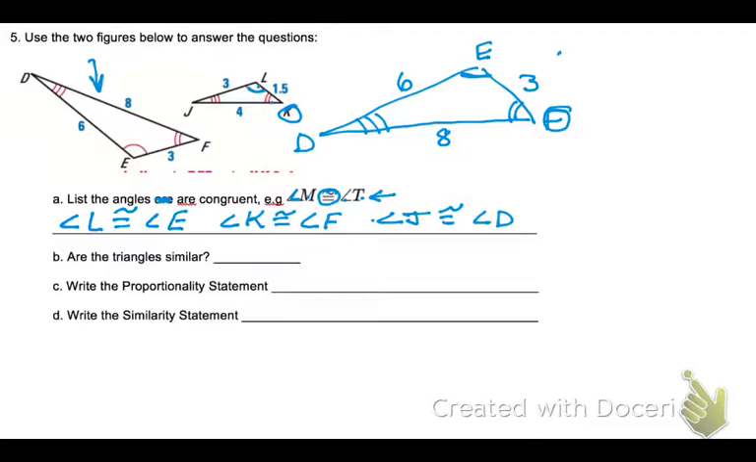So then it asks the question, are the triangles similar? Well, we know that in order for two triangles to be similar, all 3 corresponding angles have to be congruent. And we know now that they are. But the sides also need to be proportional, and we don't know that yet. So in order to know that, we have to write the proportionality statement. So again, I'm going to use this figure and this figure, and I'll write it in a different color just to make things more interesting.